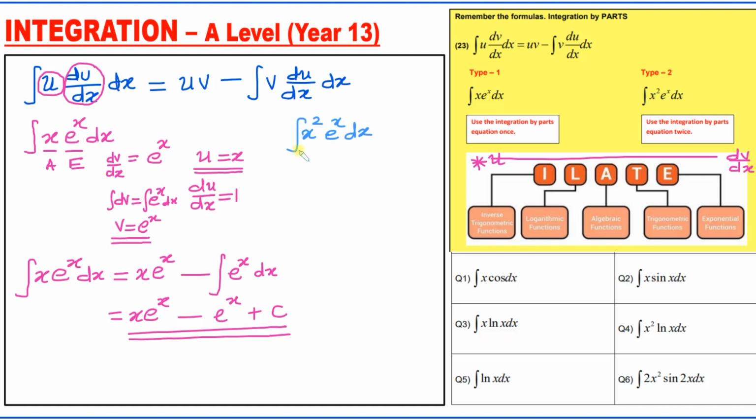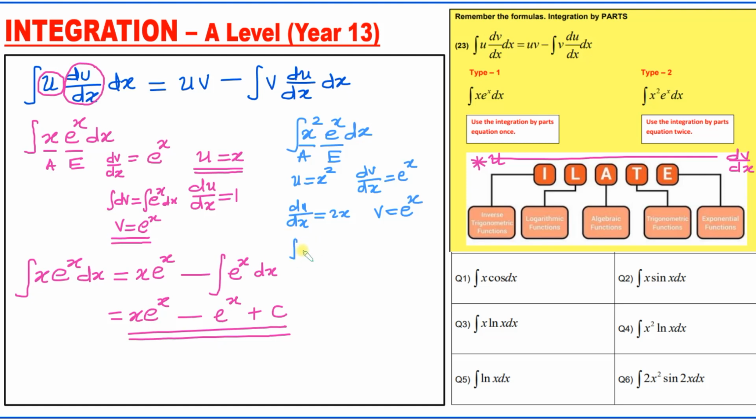Let me have a look. Now, this x squared is my algebra, and this e to the power x is exponential. Now, we know exactly what to do. u is x squared, because u is algebra, and the exponential function is dv by dx, which is e to the power x. Now we differentiate the u function, du over dx, which is 2x, and integrate to get v equal to e to the power x. You know exactly how to do that one.